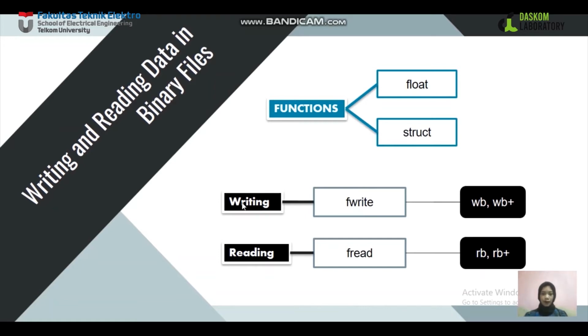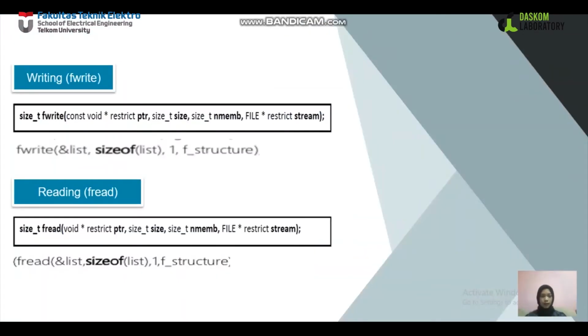For the fwrite function, we can use wb or wb+. For fread, we can use rb or rb+. The declaration looks the same between writing and reading; what distinguishes them is the function only. To write, we use the fwrite function, which we will learn. To read, we use the fread function.